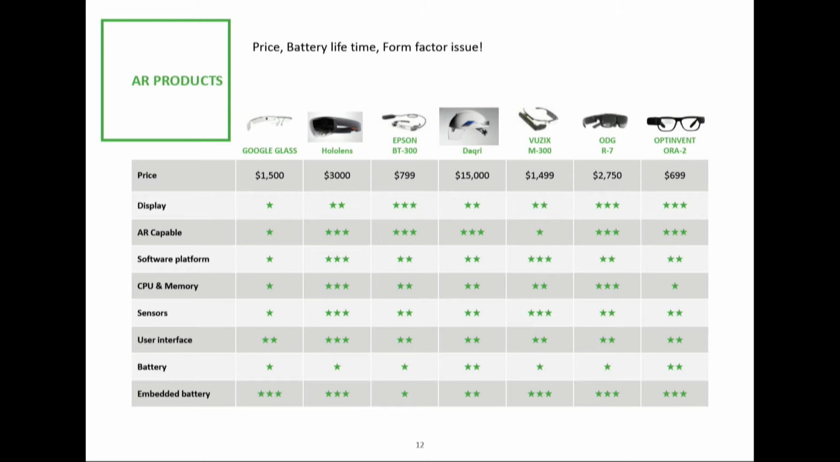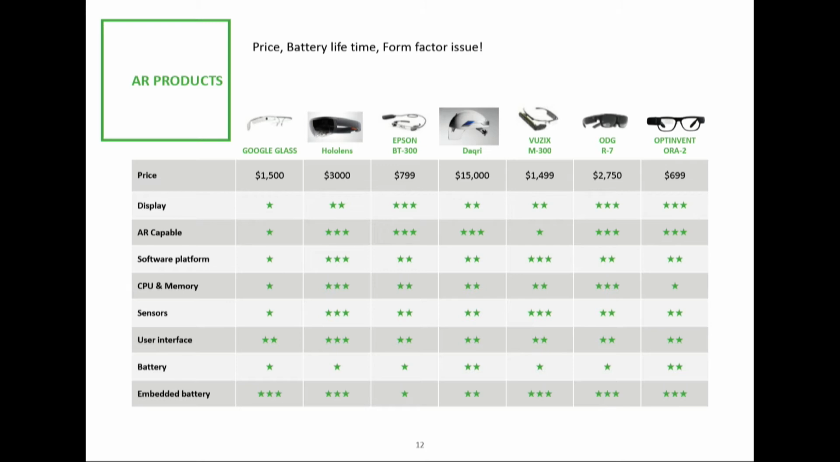AR capable, for example, Vuzix is not AR capable because it's not transparent, right? So you also have some performance about the CPU, okay? If you have a really powerful CPU or not. The sensor, what sensor they have, the user interface, the battery, and whether it's an embedded battery, or it still has some wire and the battery outside the glasses.